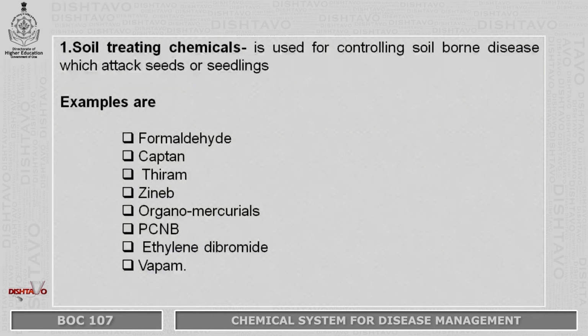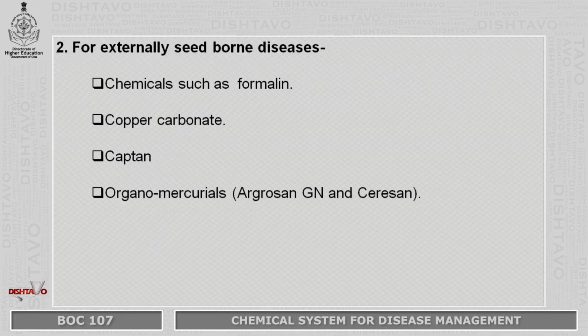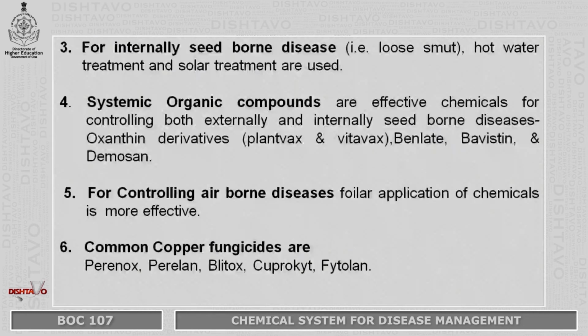Now, these are the examples of some chemical compounds which are used to treat soil. The examples include formaldehyde, captan, thiram, xylem, organomercurials, ethylene dibromide and vapam. Now for externally seed-borne diseases, these chemicals are used such as formalin, copper carbonate, captan, organomercurials. Now for internally seed-borne diseases like loose smut, hot water treatment and solar treatments are used.